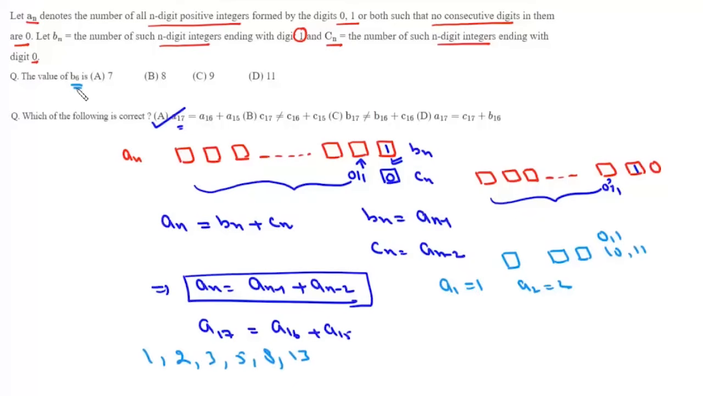Now in this first case, we need to find B6. Now B6 is nothing but A5. Now this is A1, A2, A3, A4 and A5. So the value of A5 is nothing but 8. So the value of B6 is 8, and that's your option B.